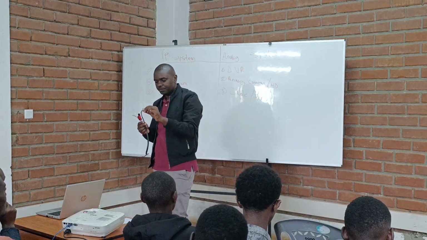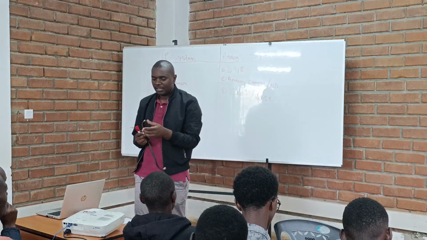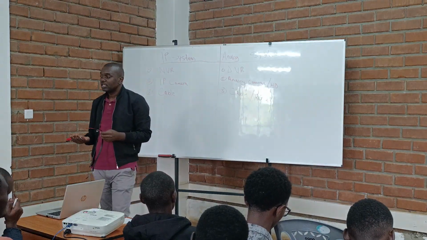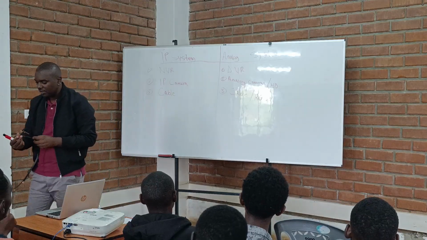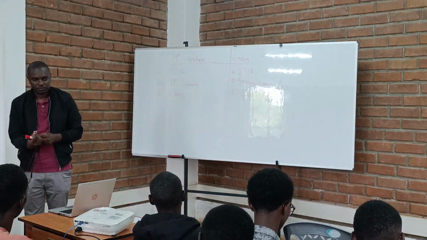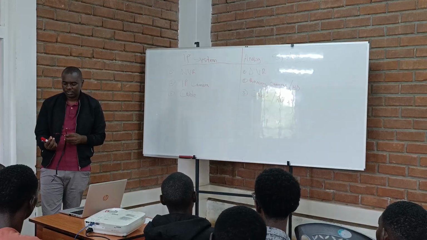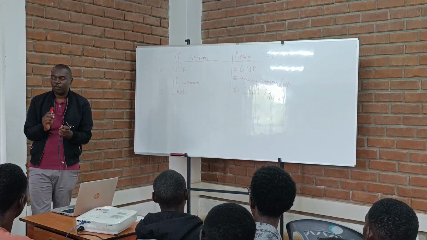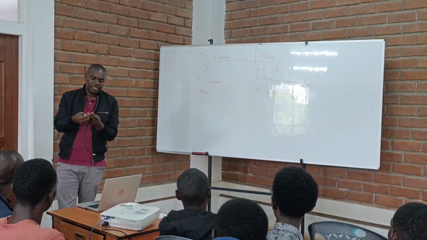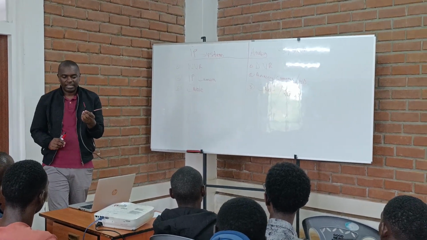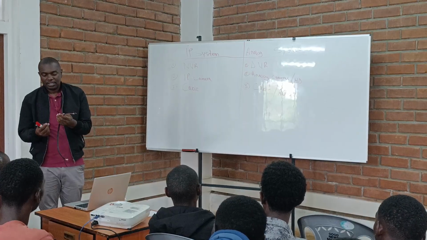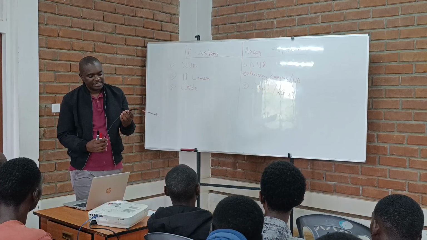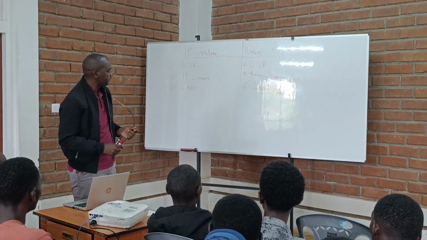Ukiangalia hii cable, ni kama it's like the radio cable that you're using at your home for the TV. This is the coaxial cable. It is the same. But also they added another cable for power. That is for carrying the power and for carrying the video signal. So this is the RG59.